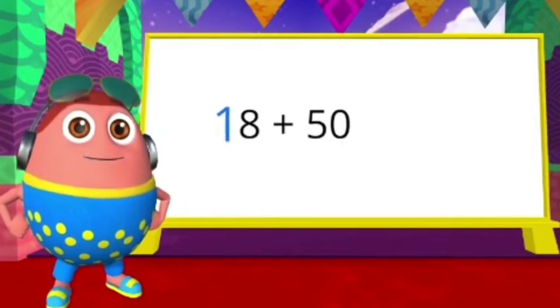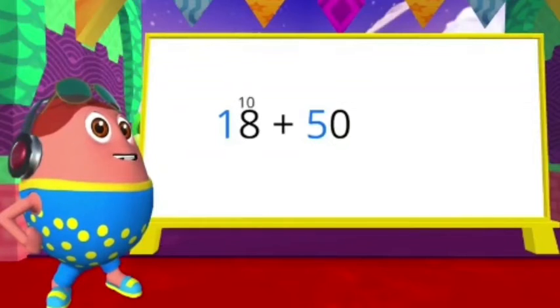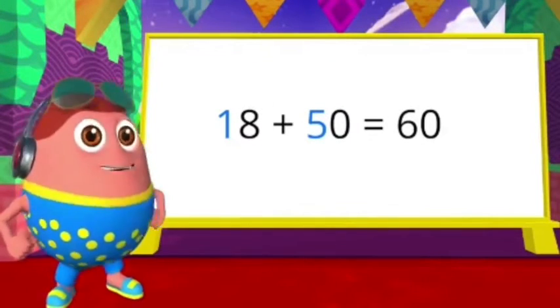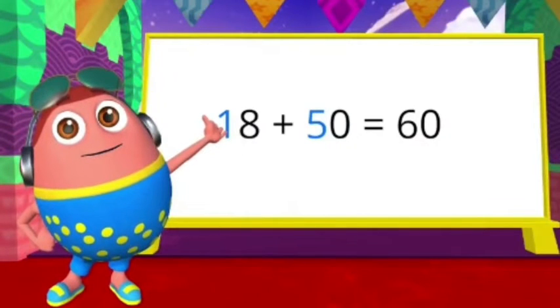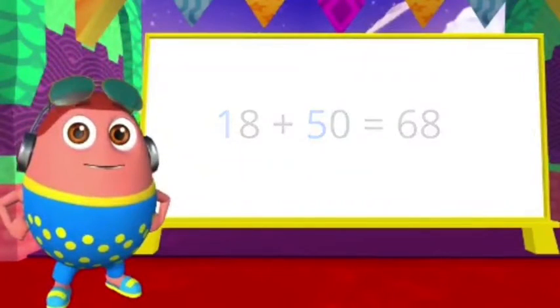Now, let's look at 18 plus 50. Add the 1 ten and the 5 tens to give 10 add 50, which is 60. And then bring across the 8. The total is 68. This is fun!